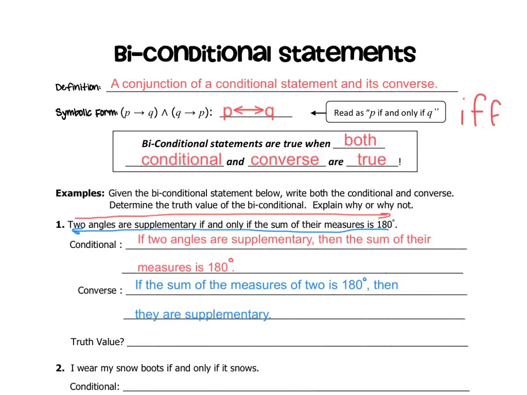Now that we have those, we have to decide the truth value. We look at the conditional statement, and that is a true statement: if two angles are supplementary, then their sum is 180 degrees. Now we need to look at the converse. If the sum of the measures of two angles is 180 degrees, then they are supplementary. That's also true. So since both the conditional and the converse are true, the truth value for the biconditional is true.